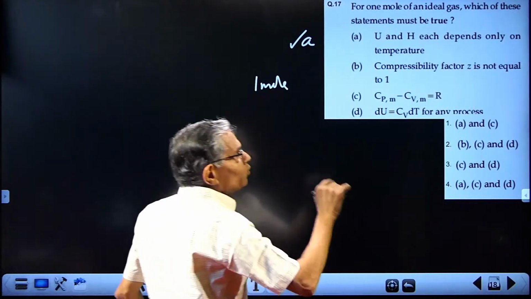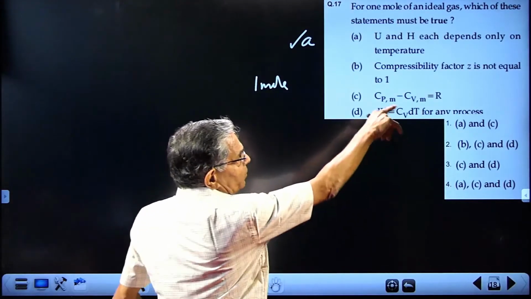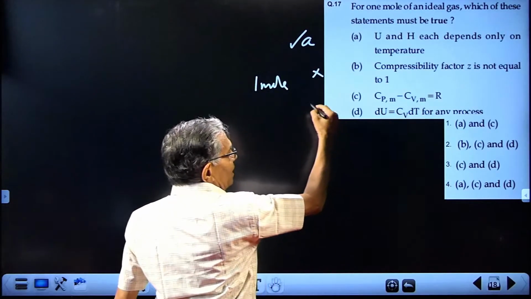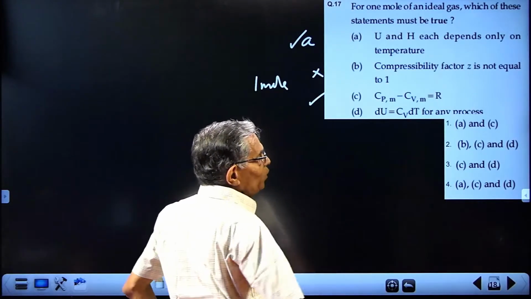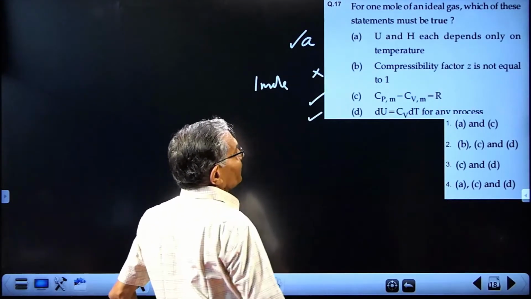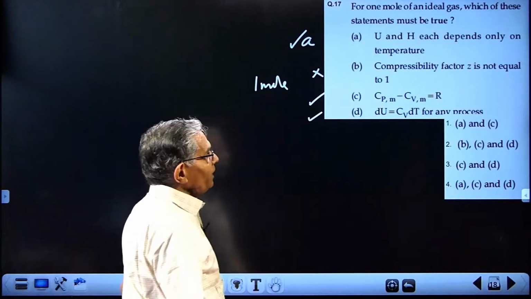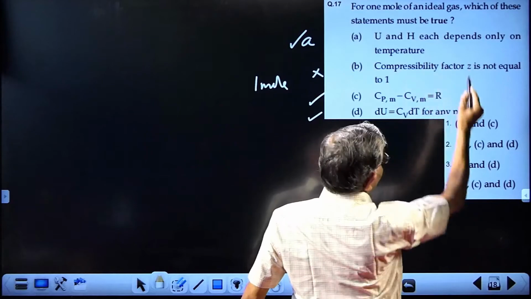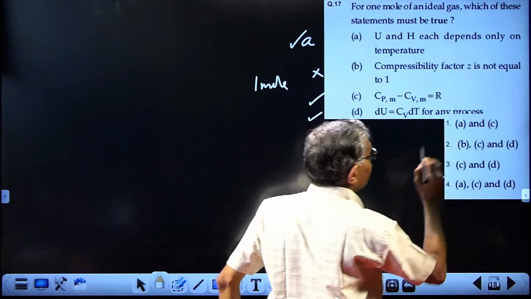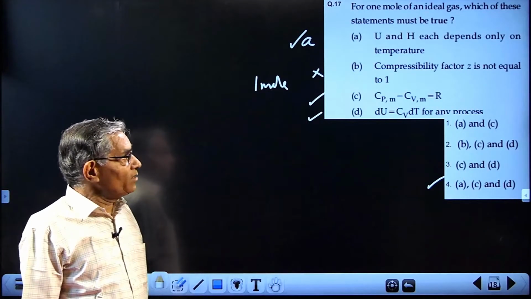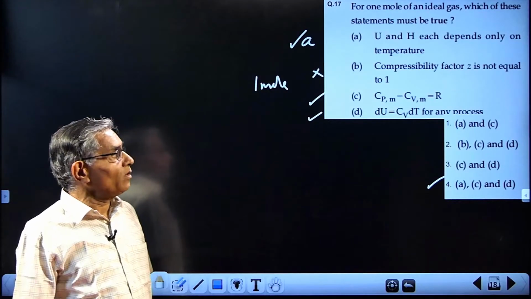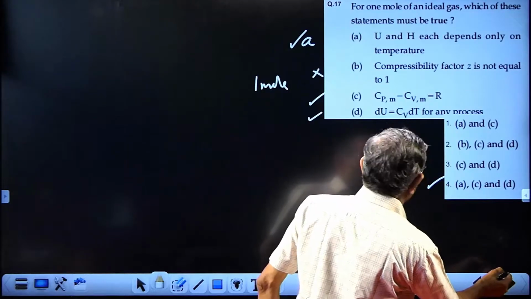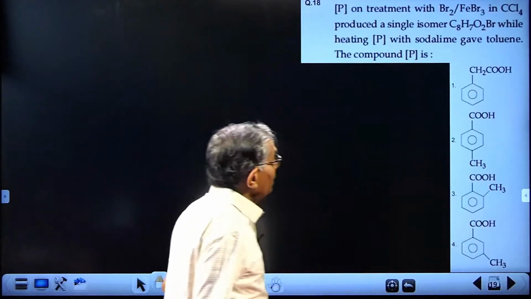Compressibility factor should be equal to 1. That is given as not equal to 1, which is wrong. So B is wrong. Cp minus Cv equals R is correct, and dU equals Cv dT is also correct. So correct options will be A, C, D. The question is, correct options A, C, D mean option 4. What is wrong with B is that compressibility factor should be equal to 1. Not equal to 1 is wrong. Answer therefore 4.